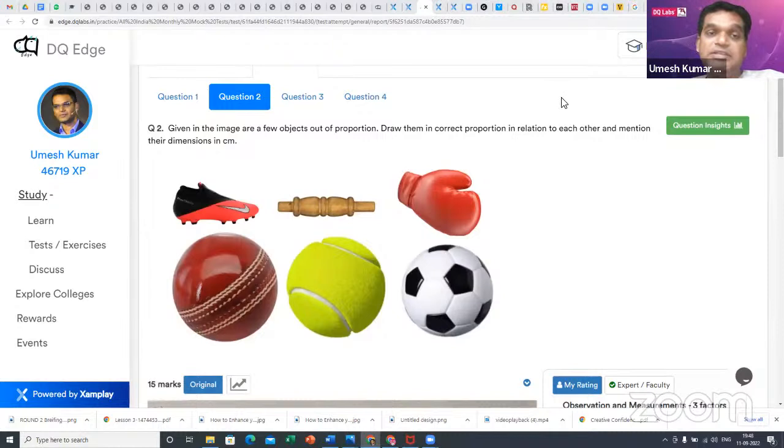Given in the image are a few objects out of proportion. Draw them in correct proportion in relation to each other and mention their dimensions in centimeters. All right. So they have given these objects and they're obviously out of proportion, and you have to redraw them in the correct proportion and also mention the centimeters. Okay.